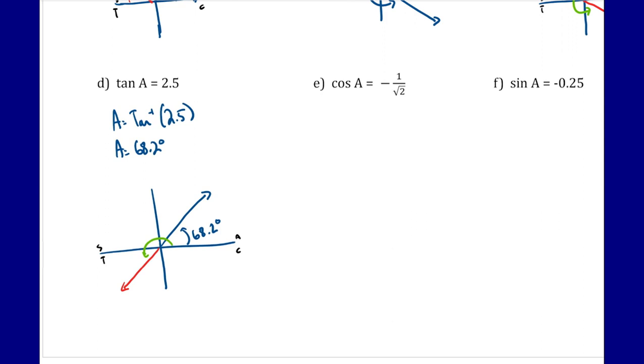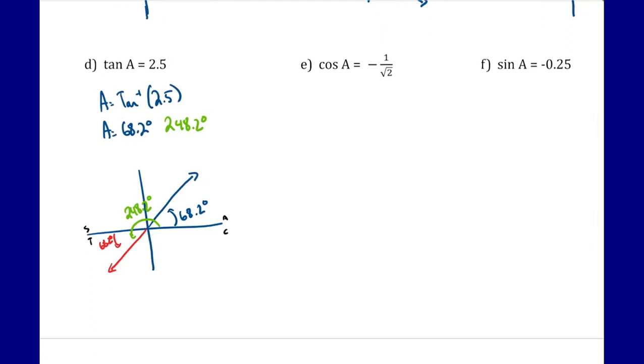To figure that out, I'm going to need to use that 68.2 as a reference, that theta. So 180 plus 68.2. That full angle then is 248.2 degrees. So those are two angles that give us the same value.